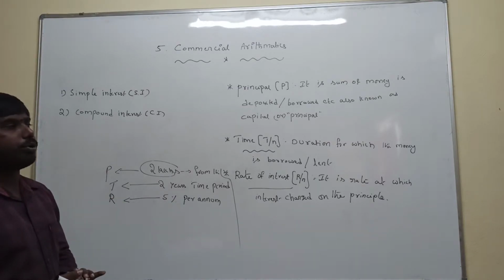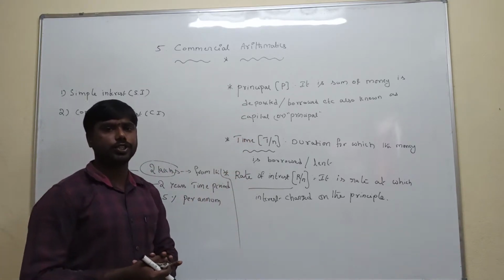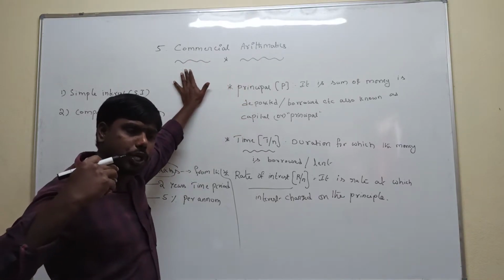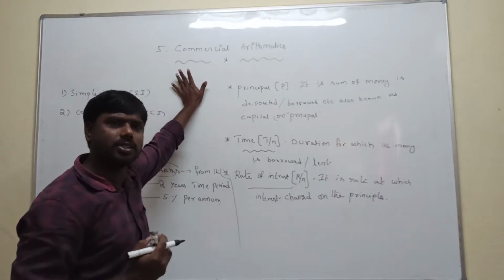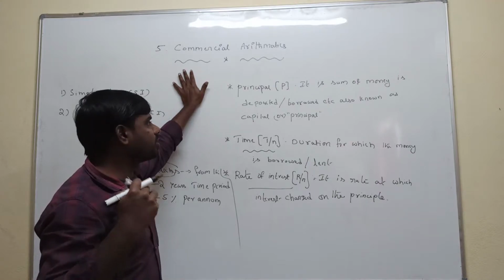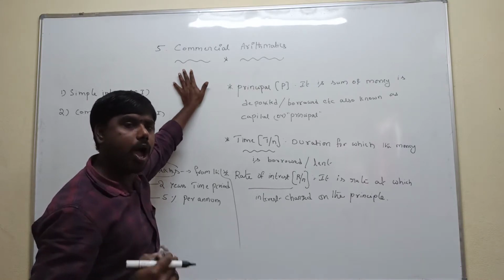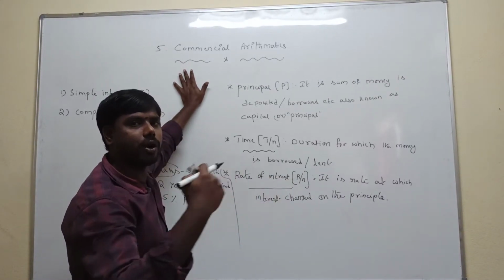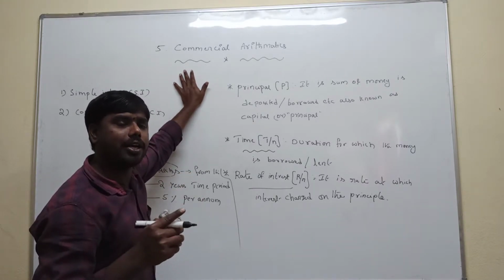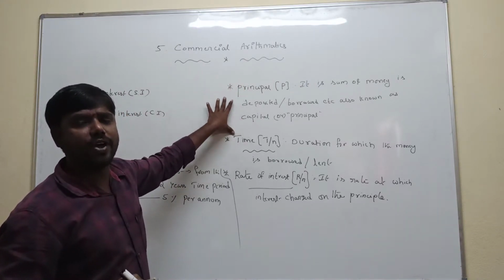These are the important definitions for principal, time, and rate of interest. Everyone understood? Very easy. Principal means, suppose you deposit some amount, or you take a loan from the bank, or you borrow some amount from a friend. The deposited amount, the loan from the bank, or the lent money is called the principal amount.